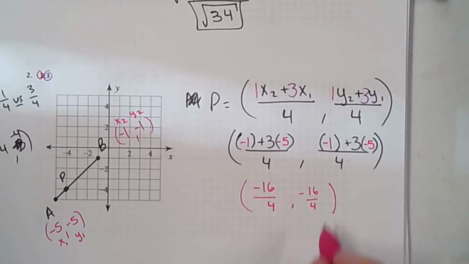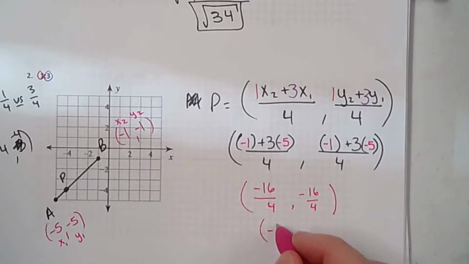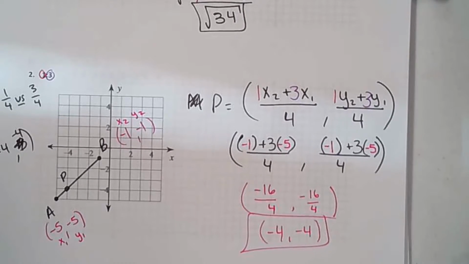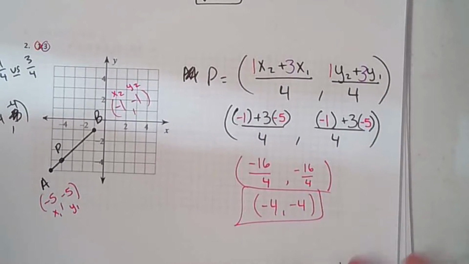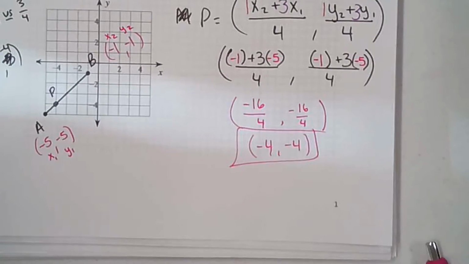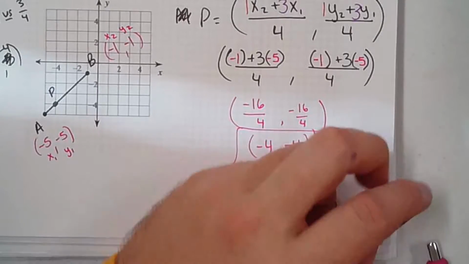Now, maybe you circle that. That's fine. I won't take off any points. But there is a simpler version. Negative 4, negative 4. And by simpler, we mean a more recognizable version, right? Everybody knows what negative 4 is for the most part. That negative 16 over 4 is just a little bit more obtuse. And I mean that in the non-geometrical sense.